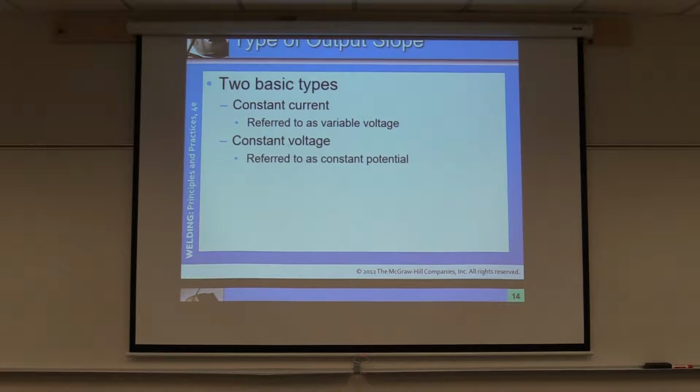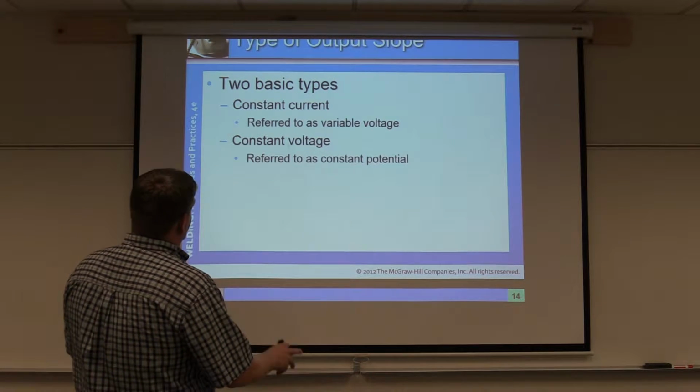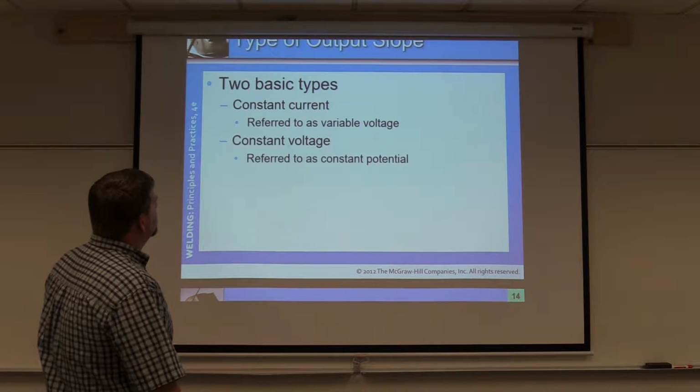All right, now in your book, it's the next paragraph down. It says welding machines have two basic types of output slope. Constant current, which is also referred to as variable voltage, and constant voltage, which is also referred to as constant potential. Now, in all of my career, I've never heard them referred to as that. It's either constant current or constant voltage. Okay?